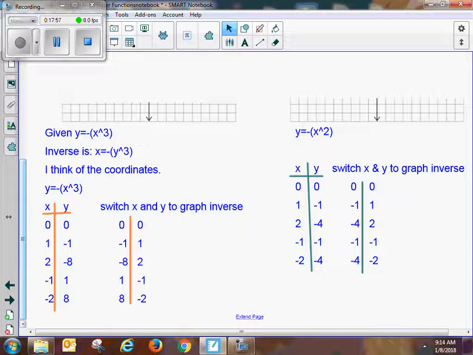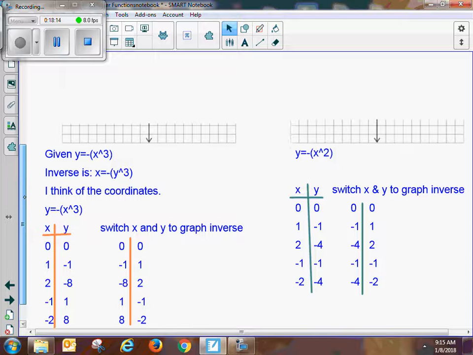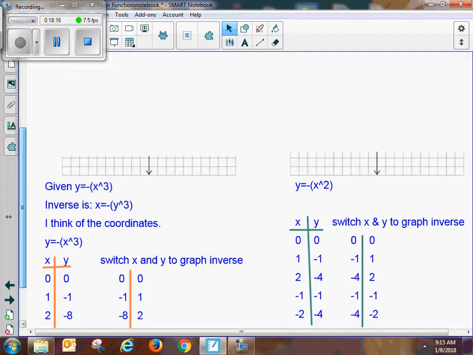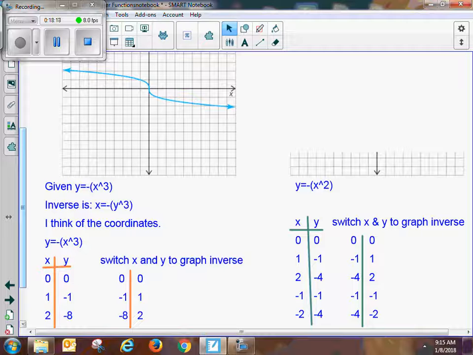Now I'm going to plot my new values. So I'm going to plot 0, 0, negative 1, 1, negative 8, 2, 1, negative 1, and 8, negative 2. So let me show you above. And that's what it would look like. Is that a surprise?